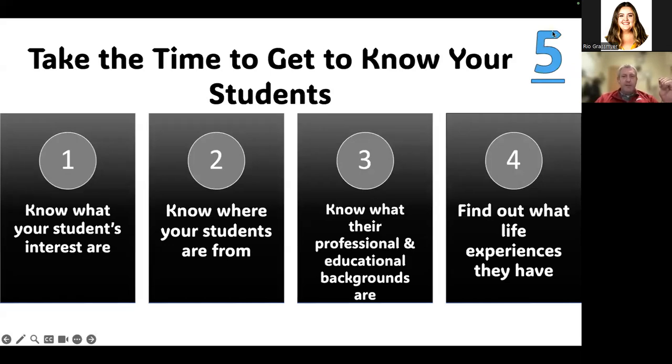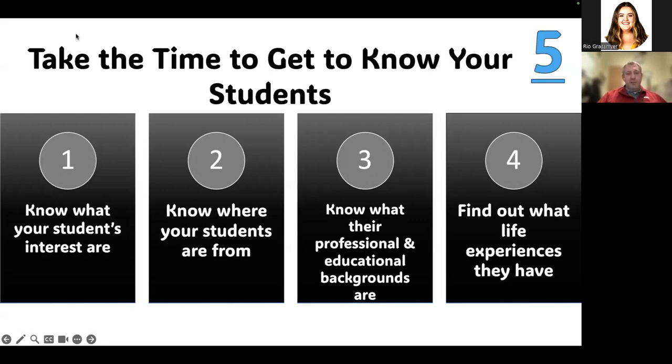Take the time to get to know your students. Know what your students' interests are. We already talked about this a little bit, but we need to know what our students' interests are. What is it that they want from us? What is it they want from the program? Know where your students are from.